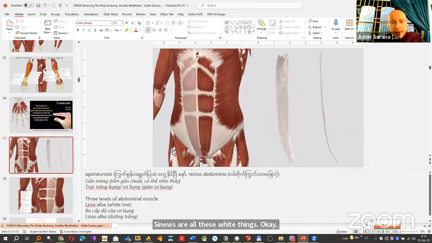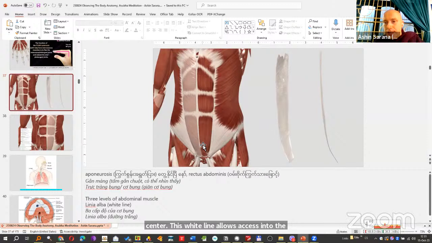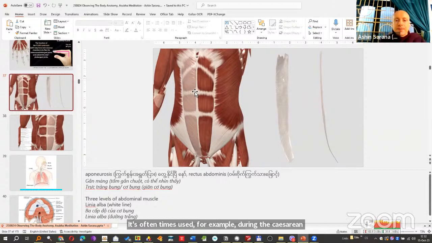All right, now we are looking at the belly. We'll have several pictures for the belly. So the belly, the abdomen, has a white line in the center. This white line allows access into the belly without any bloodshed. So it's possible to cut here at the white line and get into the belly without much trouble. It's oftentimes used, for example, during the cesarean cut, when the doctors decide that it's better for the child to go through the belly.